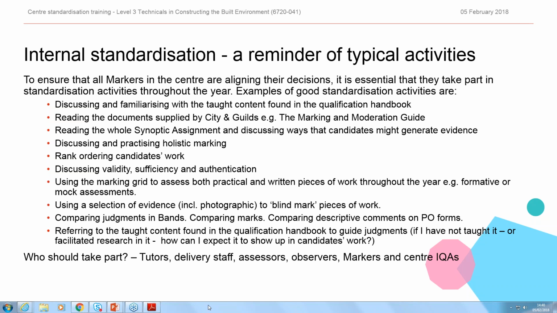Who needs to take part in that? Well, the tutors, the delivery staff, the assessors, observers, anybody really who's involved in the delivery and marking of the synoptic assessment, to make sure that you're all aligned and working to the same level.